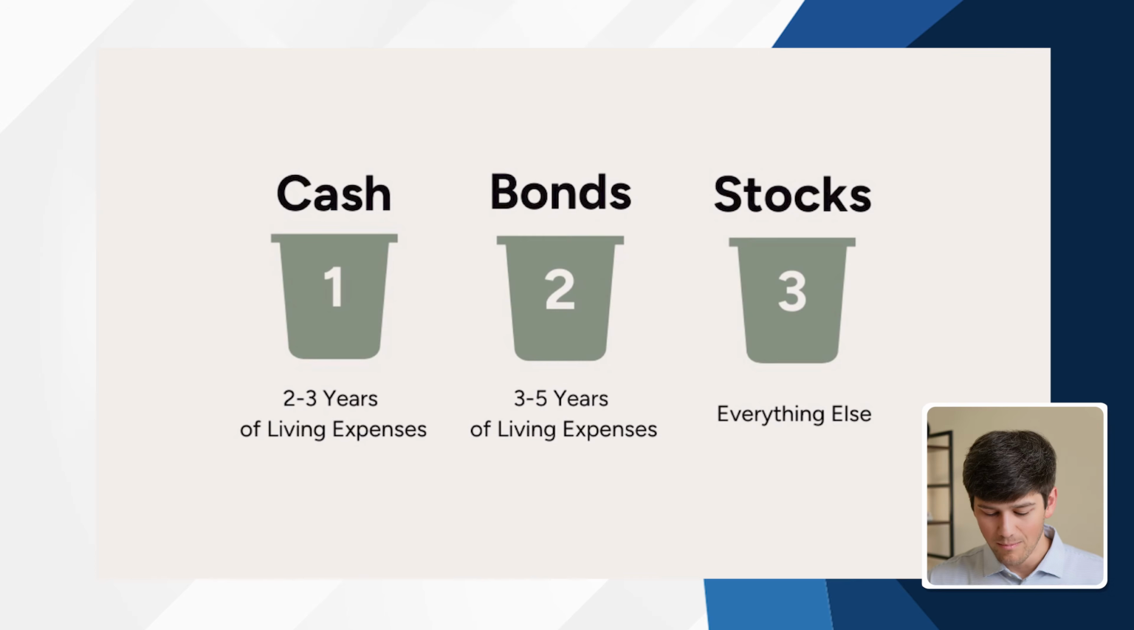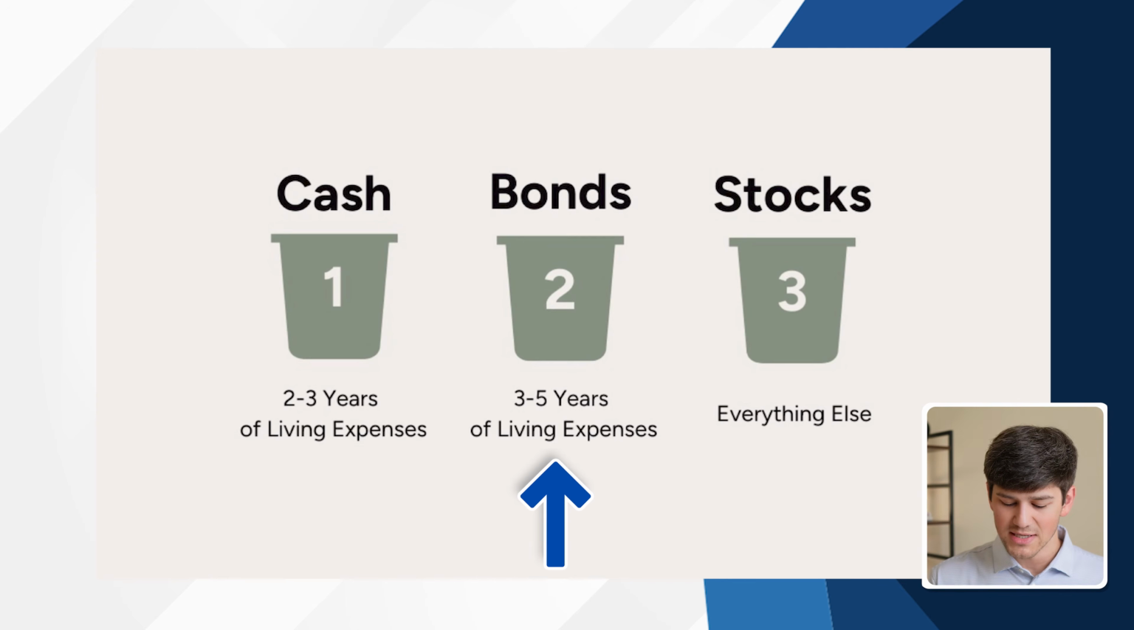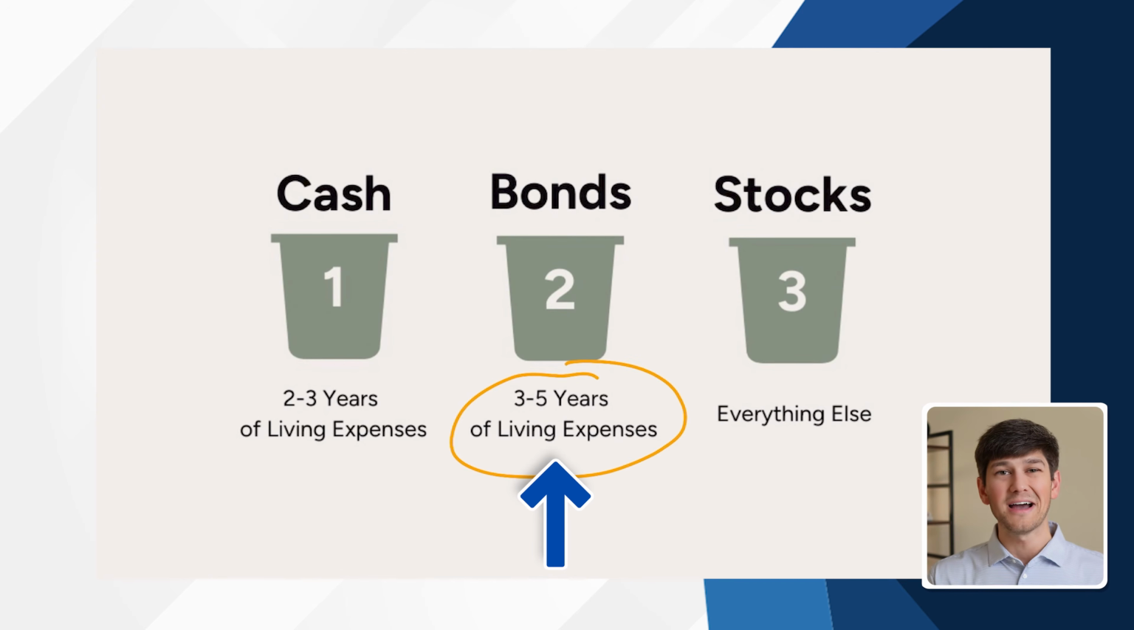So for example, I like to have at least 2 years of living expenses in cash that's readily available. That could be cash, high yield savings, money market, or, like I said, a 6-month CD or in that range. So I want to have at least 2 years, and sometimes it can be 2 to 3 years. The next bucket is going to be bonds, and I like to have 3 to 5 years of my living expenses in bonds.